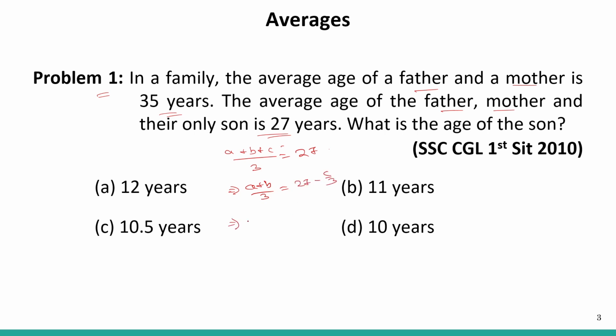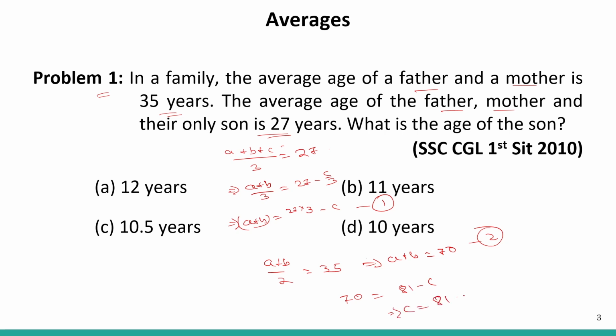So this implies that A plus B is equal to 27 into 3 minus C. And we are given that (A + B) by 2 is equal to 35. So this implies that A plus B is equal to 70. We can equate equation 1 and 2. Comparing these two, 70 is equal to 81 minus C. So this implies that C is equal to 81 minus 70, that will be equal to 11. So 11 will be the correct answer.